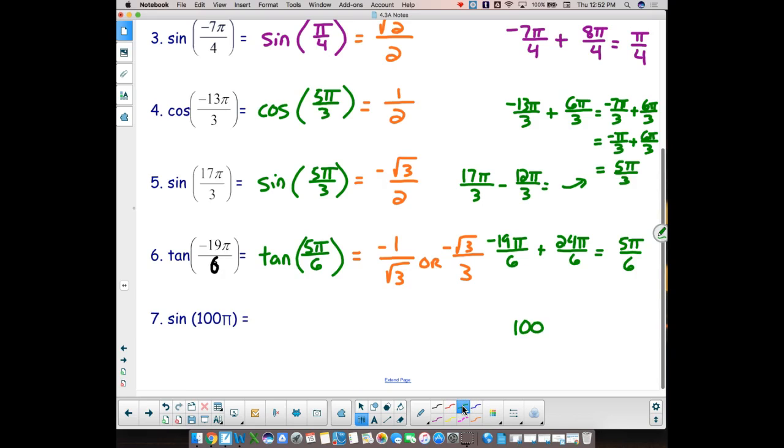100 pi. If I subtract off 2 pi, I'm at 98 pi. Subtract off 2 pi, I'm at 96, 94, 90, spinning. Getting dizzy from all the spinning. Okay? Right? So if I go around 50 times, that's 100 pi, which means I'm at 0. So this would be the sine of 0, which is 0. Yep.